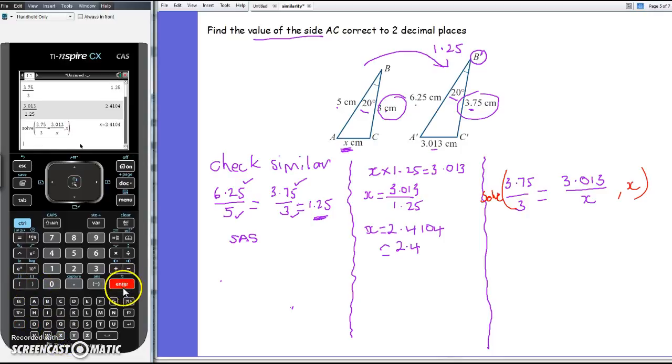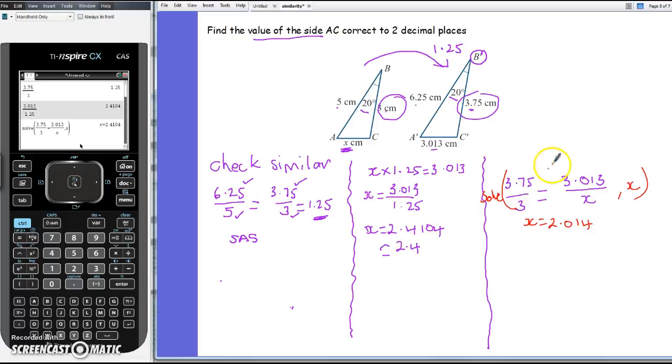Close the bracket, and we should get, in one easy step, x equals 2.014, which is what we expected. So provided you set your fraction up properly, it will shortcut all of this having to find the scale factor and things. It will always work.